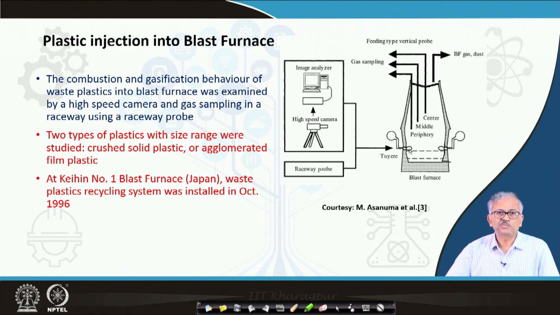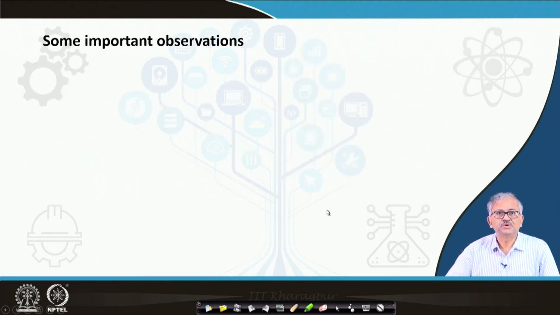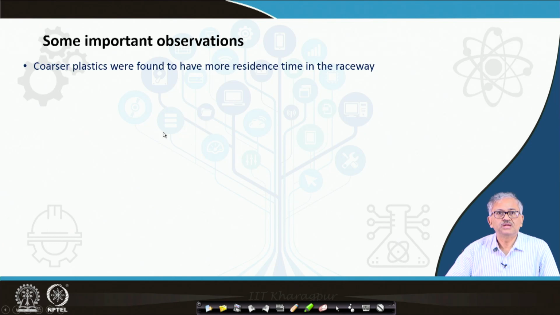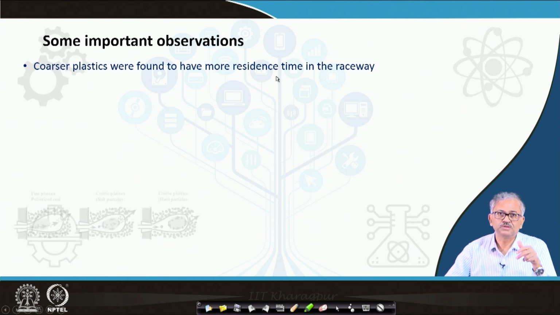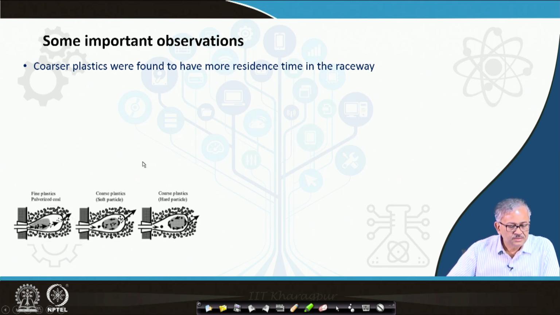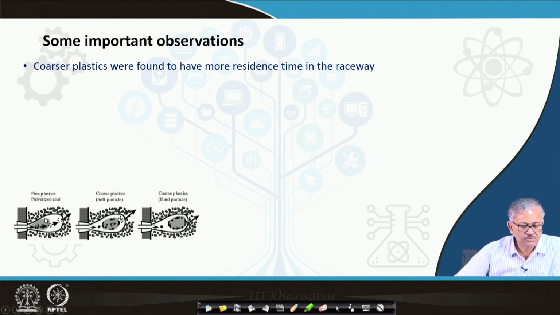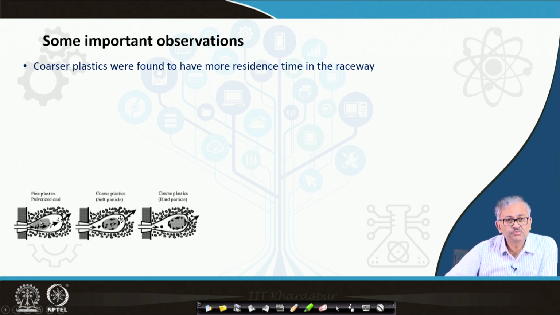That is very important. And I will talk about some of the interesting results. There were some important observations. They found that coarser plastic was found to have more residence time in the raceway. If you see the raceway, this picture will give a very nice idea, and then you can see the fine plastics and the pulverized coal. If you have a very fine plastic, size less than 0.2 millimeter, or the pulverized coal, what happens is that some of the partially burned pulverized coal as well as the fine plastic get carried away out of this raceway.